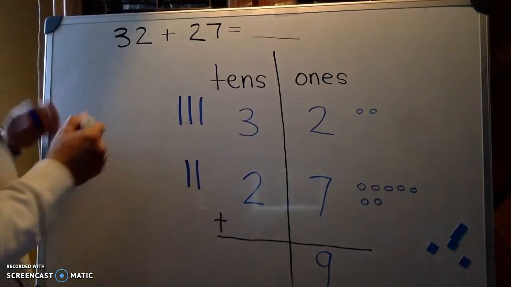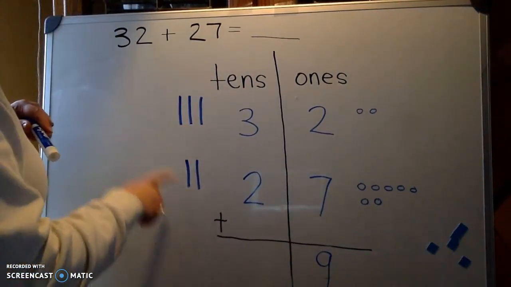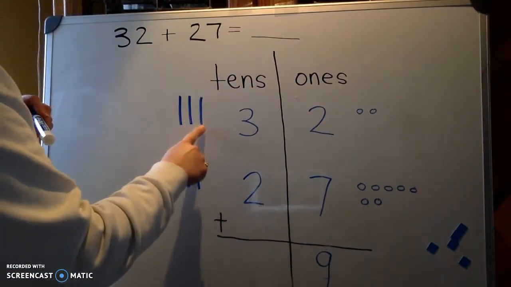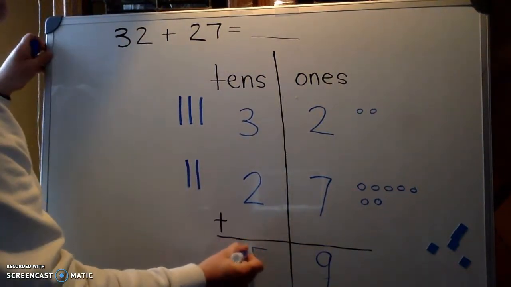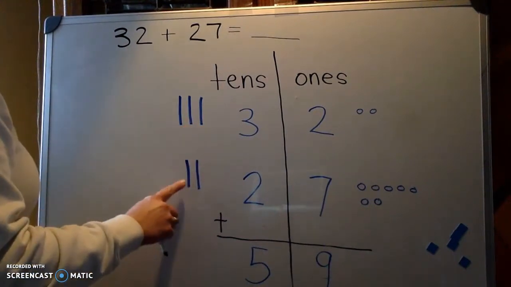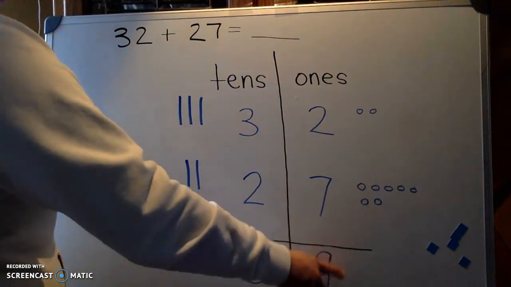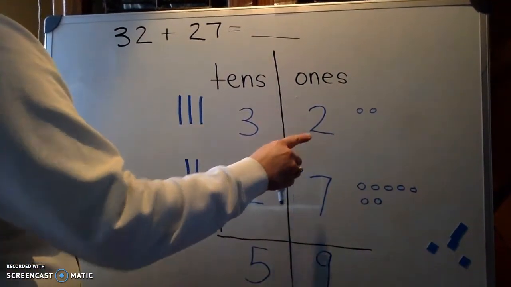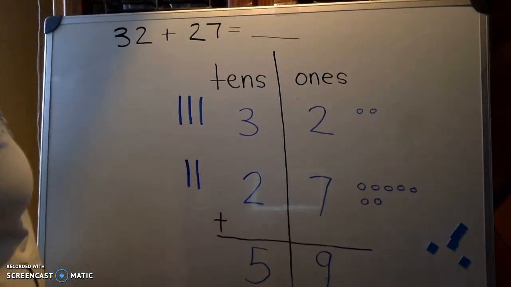Now I'm going to go to my tens column and I'm going to count all my tens. I have 1 ten, 2 tens, 3 tens, 4 tens, 5 tens. 5 tens are worth 50. 10, 20, 30, 40, 50. So we have 50 and 9, and that makes 59. So 32 acorns and 27 acorns made 59 acorns all together.